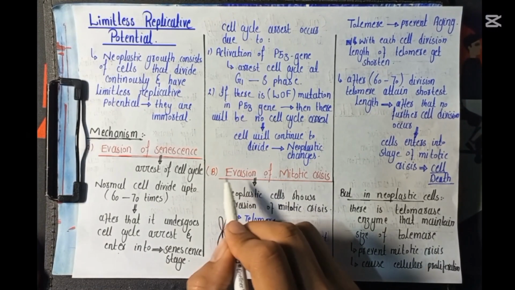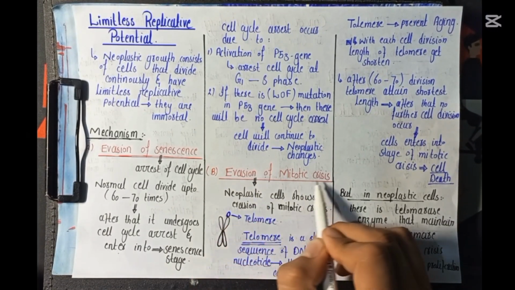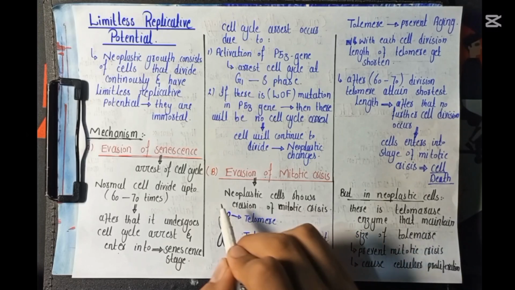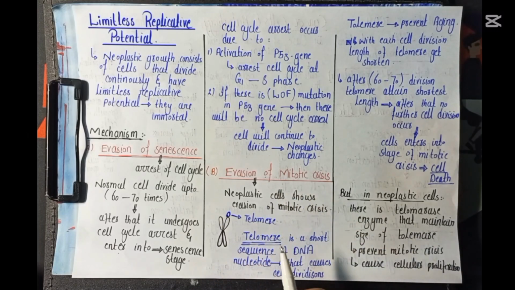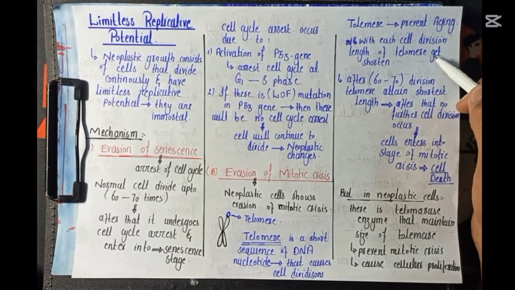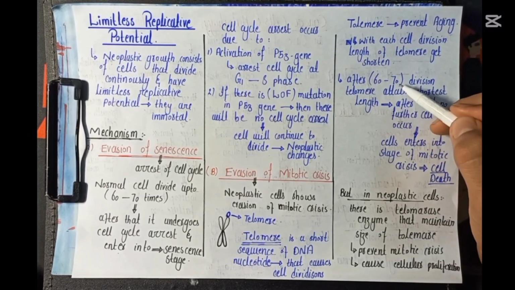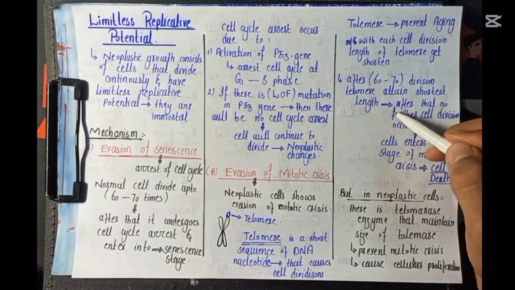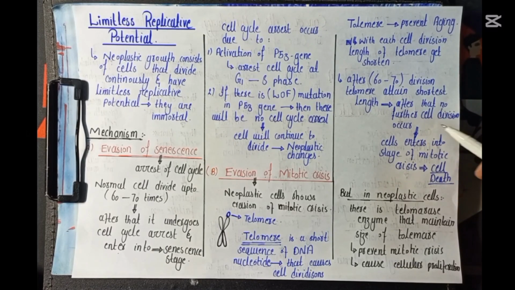The second mechanism involved in limitless replicative potential is evasion of the mitotic crisis. So in the neoplastic cell, evasion of the mitotic crisis occurs. Each chromosome consists of the telomere at the end, and the telomere is a short sequence of DNA nucleotides involved in cell division. So we say that the telomere prevents the process of aging. With each cell division, the length of the telomere gets shortened, and after 60 to 70 divisions, the telomere attains the shortest length. After that there will be no cell division, and the cell enters the stage of the mitotic crisis, which leads to cell death.